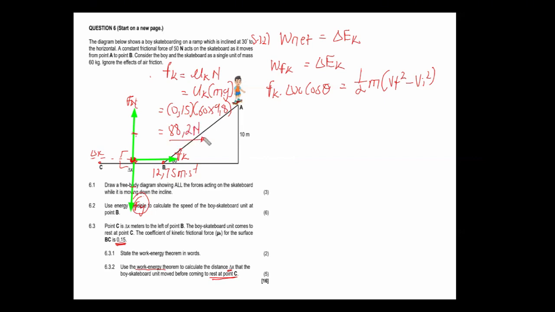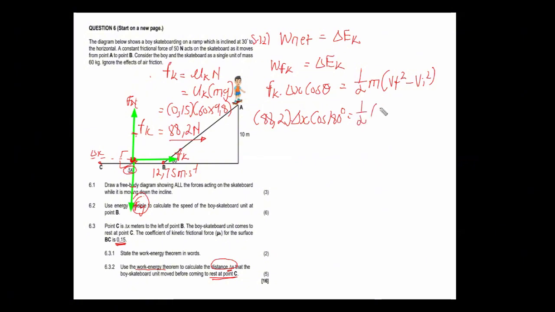So what are we going to do with this 88.2 newtons? We want to replace it here, right? So substitute here 88.2. And then what is our displacement? Remember, that's what we are looking for, right? We are not using the displacement that we found here because now we are dealing with point B to C. So the displacement is what we are looking for here, as we are being told to calculate the distance delta x. So this is delta x and then cos 180 degrees. We still maintain that 180 degrees because Fk in every situation will be doing negative work.